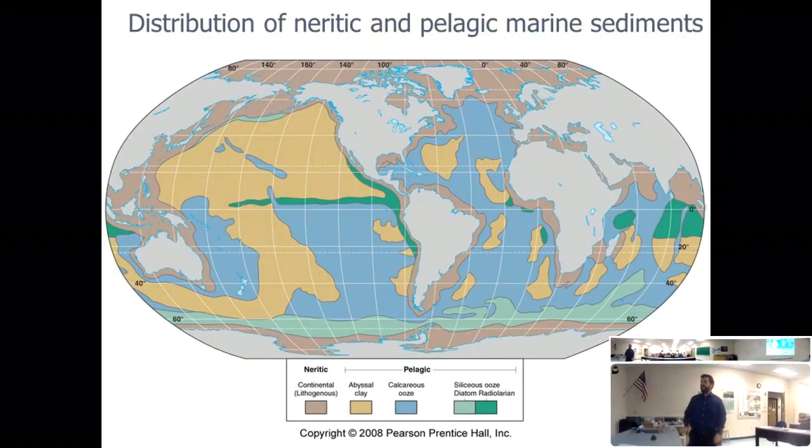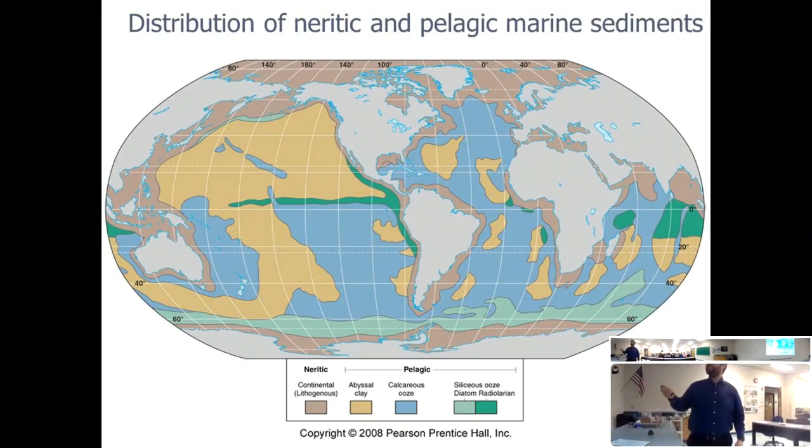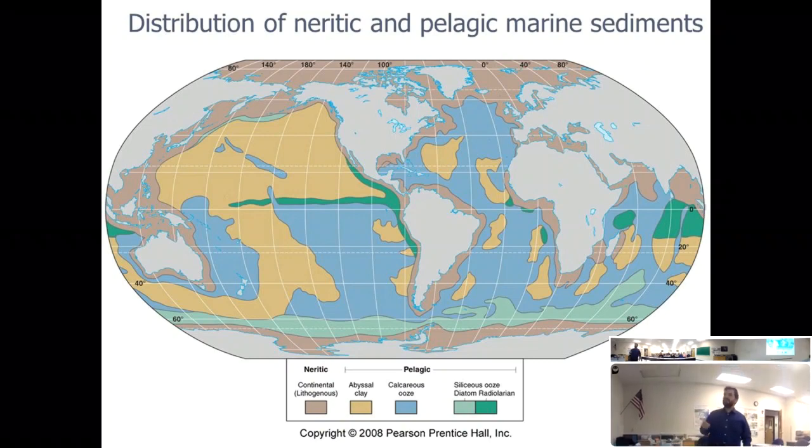All right, also here is a map of the distribution of neritic and pelagic sediment. Obviously the neritic sediment is along the coastline. So if you take a look at this map, look at the neritic sediment, okay? That's near the coast. What is that mostly composed of? What's the color that's mostly surrounding the coastline? That tan color, right? Can you all read that? It's kind of small, isn't it? Can you read what the tan color represents?